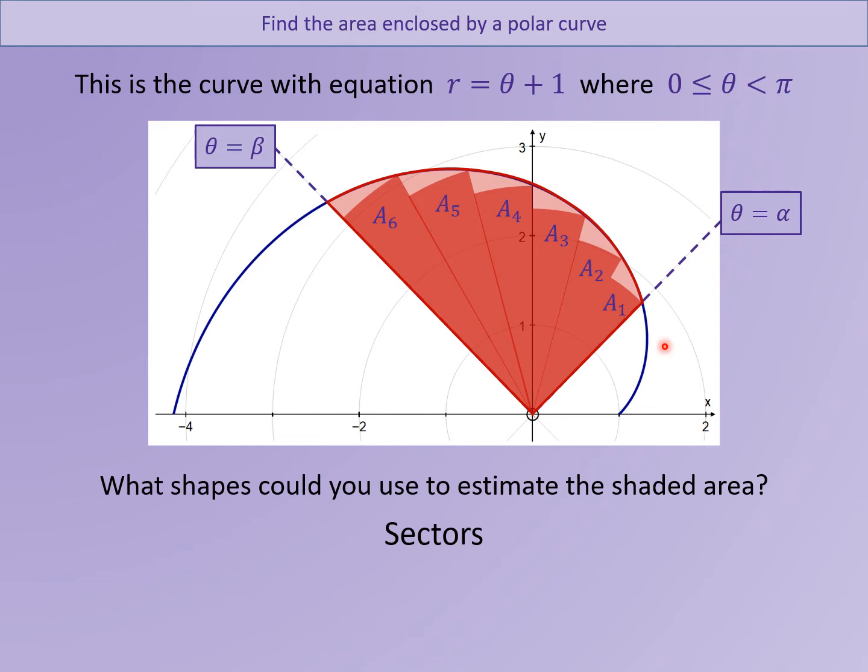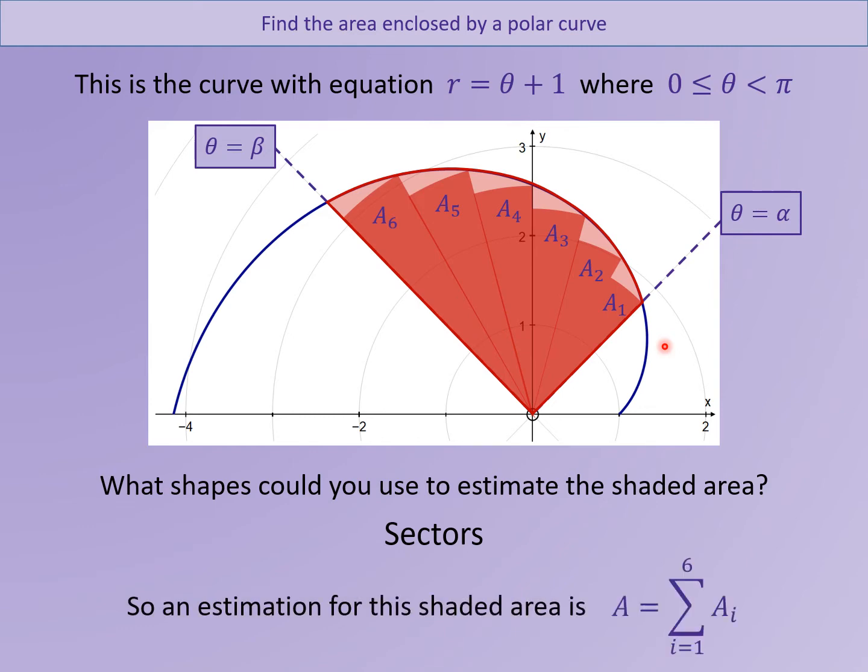And the good thing about approximating using sectors is I know what the area of a sector is because I've done that in normal maths. I know that the area of a sector I can work out. Okay, so I can approximate the area using these sectors. So in this case, as a rough estimation, the area will be the sum of each of those individual sector areas from 1 to 6. So that's what I've got so far as a rough estimation.